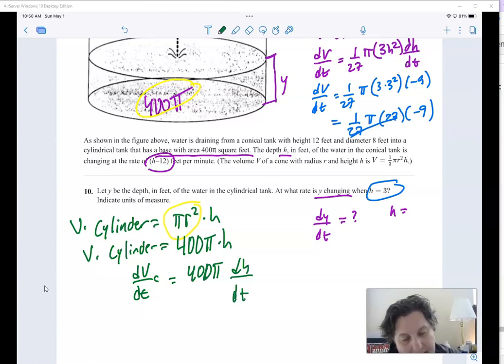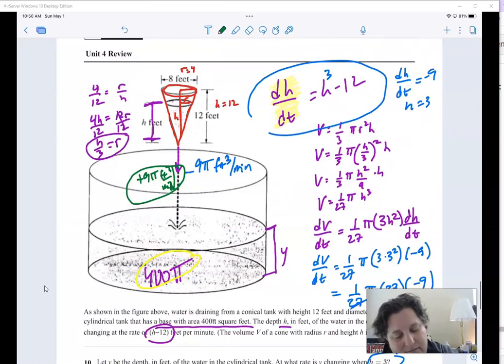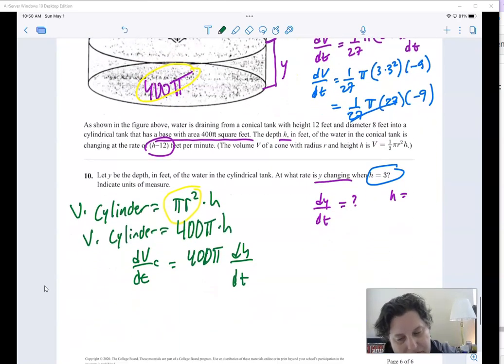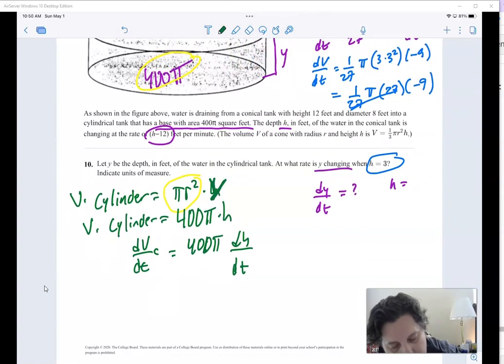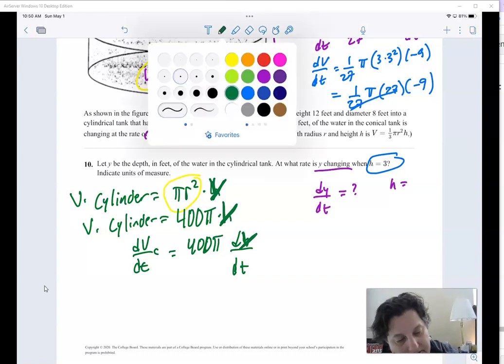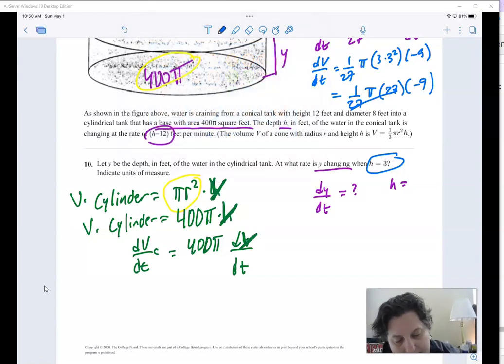Oh, but I'm using h as if it were that height, and the problem told me to change it to y, so that's my bad. I'm writing height because it is the height, but they wanted me to call it y. So let me go back. y. And it wants me to find dy/dt. So I'm right there.